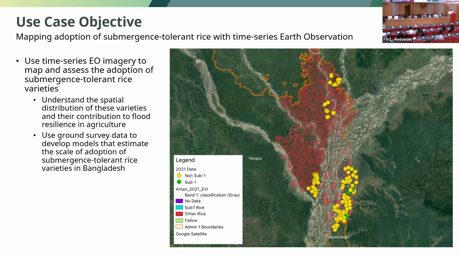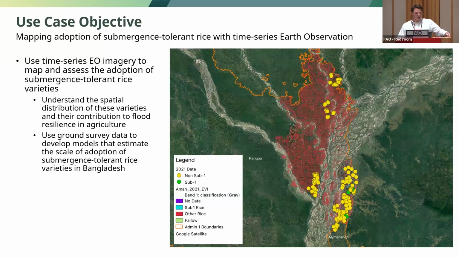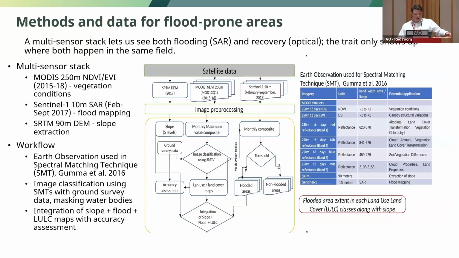Alrighty. So precisely, the high-level objective for the use case in the GeoField context was trying to map the adoption of submersion-tolerant rice with time series Earth observation data. So we'll get into how that turned out. So to begin, talking about the methods and the data for trying to map these flood-prone areas.